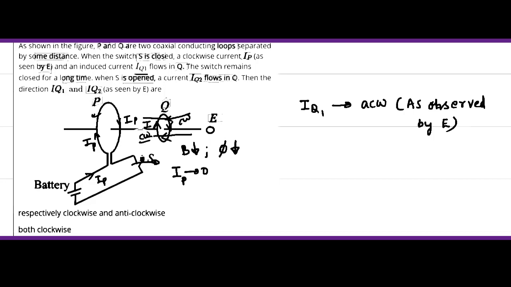So the direction of current for the second case for coil Q will be clockwise as observed by E. So that's the answer to this problem. Respectively, anti-clockwise and clockwise, that is option D, is the correct answer.